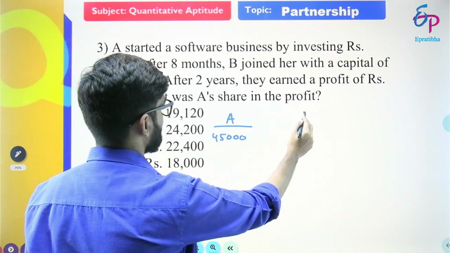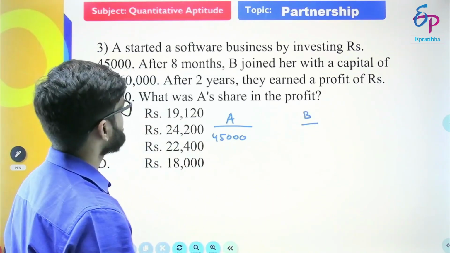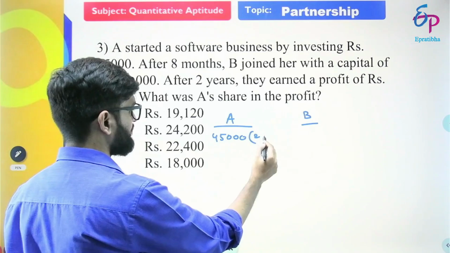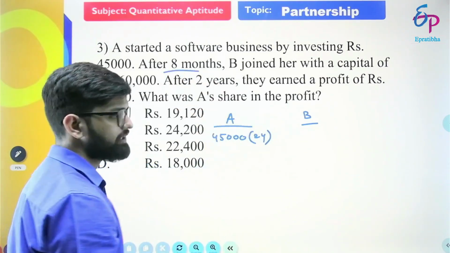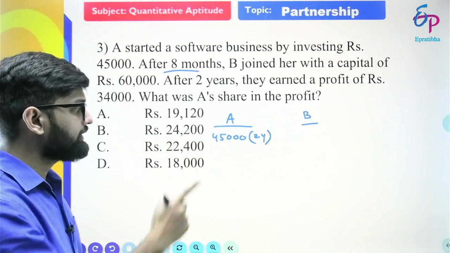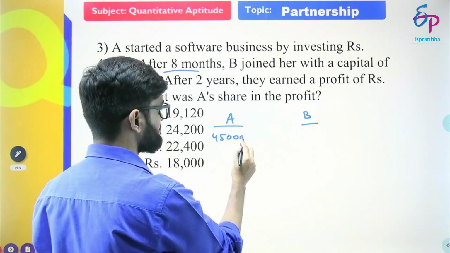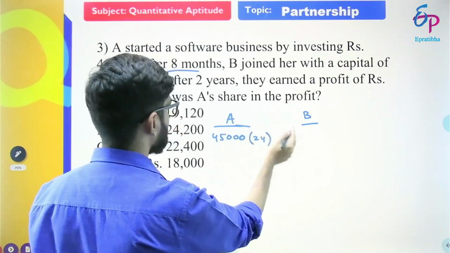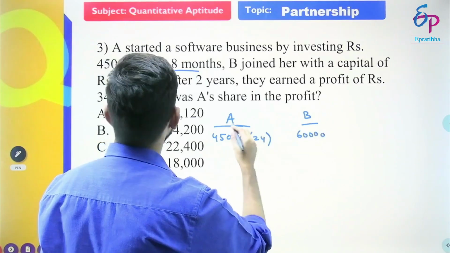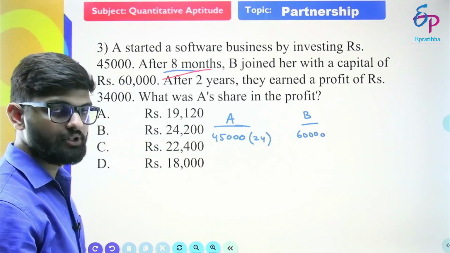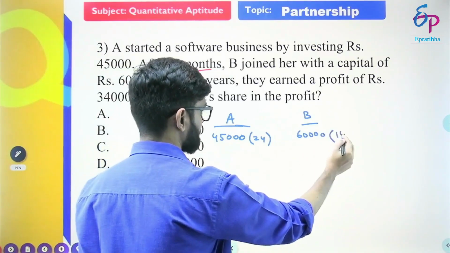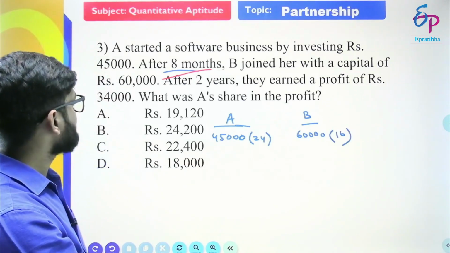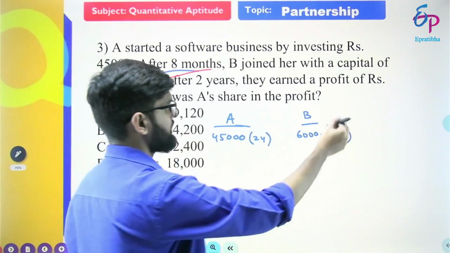After 8 months, B joined him with a capital of 60,000. After 2 years, they shared the profit. You can write this: A stayed for 2 years, but B came after 8 months, right? So you have to convert years into months. So 2 years means how many months? It is 24 months. So B with a capital of 60,000 came after 8 months. After 8 months means he stayed for 16 months in the partnership. So the first 8 months he is not there. That means he stayed only for 16 months, and they got a profit of 34,000.